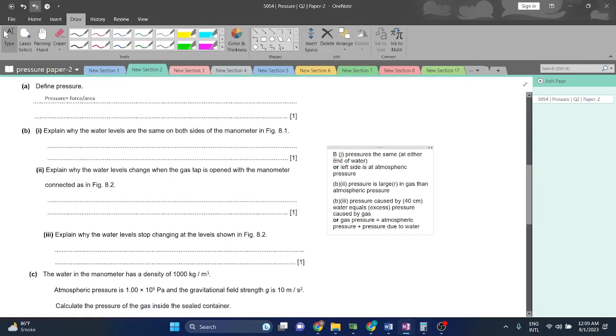B1, pressure. Pressure is the same at either side of the water, either end of the water. Left side is at atmospheric pressure.